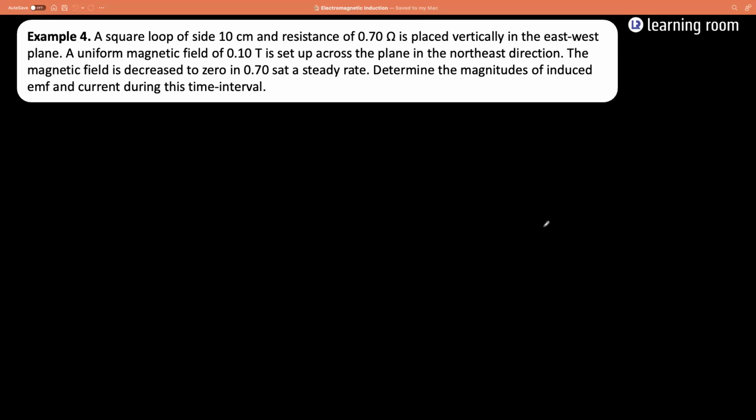Do this, no? I think it's an NCERT problem. Yeah, it is. A square loop of side 10 centimeter and resistance of 0.7 ohm is placed vertically in the east-west plane. A uniform magnetic field of 0.1 Tesla is set up across the plane in the northeast direction. The magnetic field is decreased to 0 in 0.7 second at a steady rate. Determine the magnitudes of induced EMF and current during this time interval.